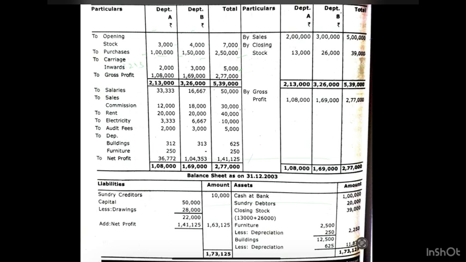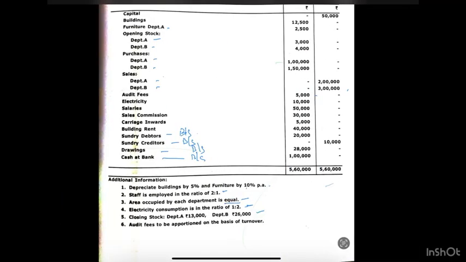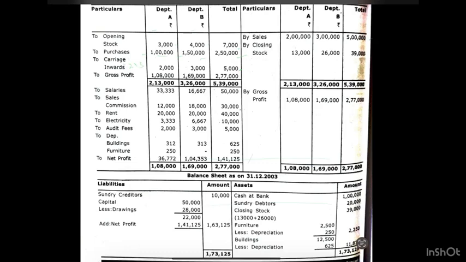And salaries. For salaries, they have given the ratio. Total amount is 50,000. What is the ratio given for staff employed? The ratio of 2:1. So we have to consider 2:1 for dividing the salary of rupees 50,000. If it is divided in the ratio of 2:1, you will get an amount of rupees 33,333 and 16,667. The fraction we have to round off here.